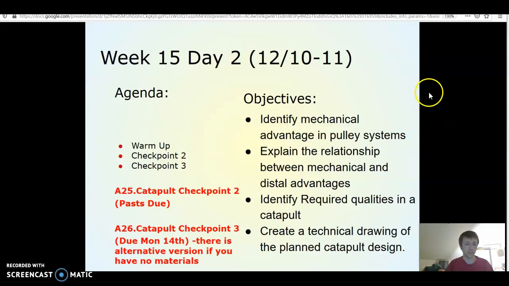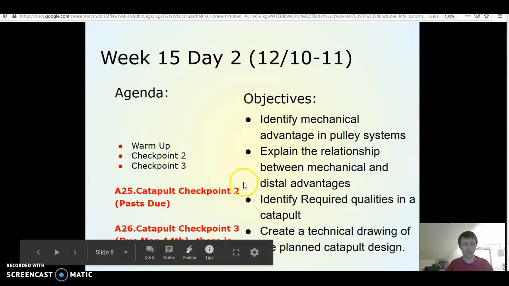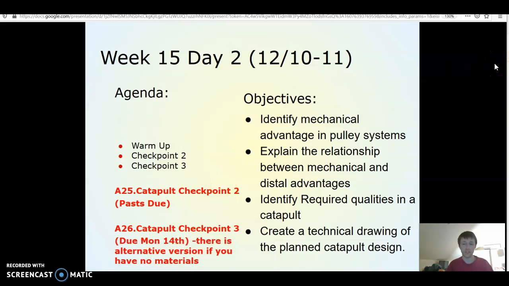Let's get to it. Checkpoint 2 is now past due for your catapult project. That was the drawing checkpoint. For details about that one, check out the previous 2 videos. Please make sure you work on that and turn it into me as soon as possible if you're still missing it, because otherwise you'll be really far behind.